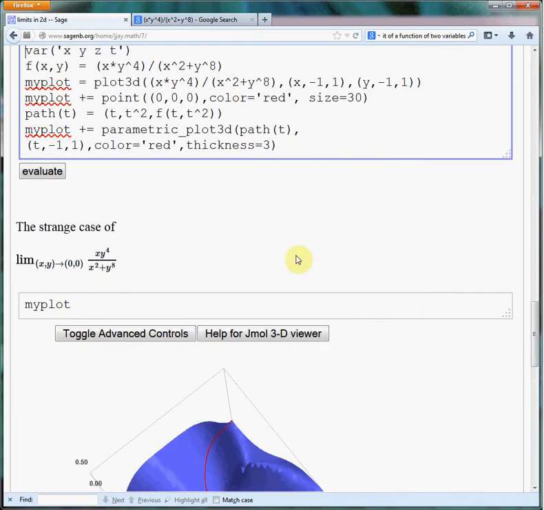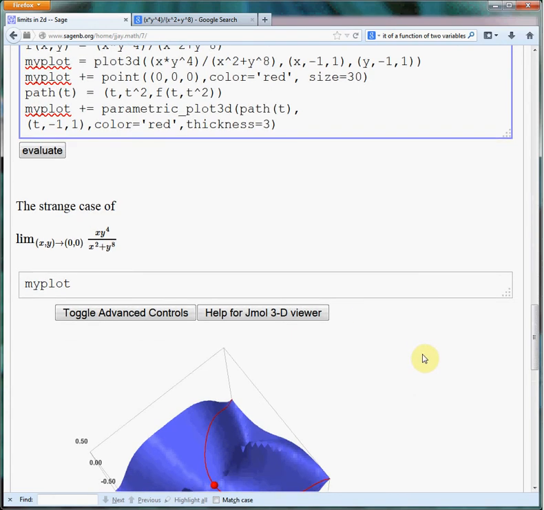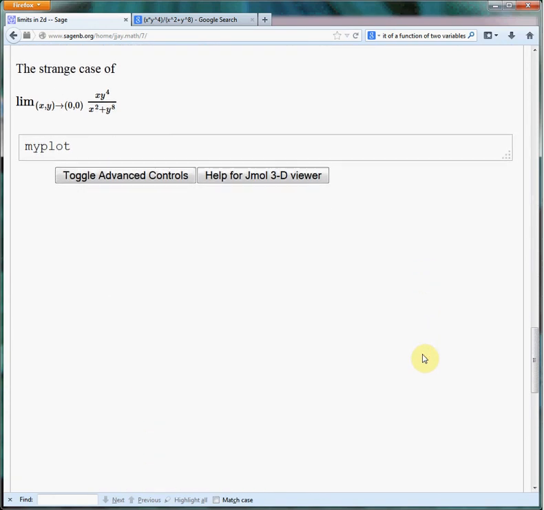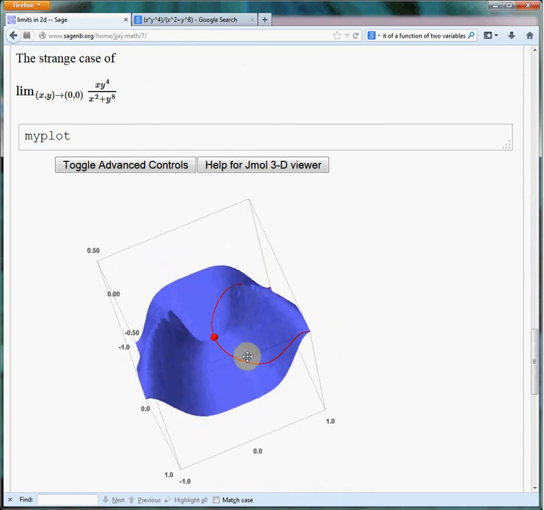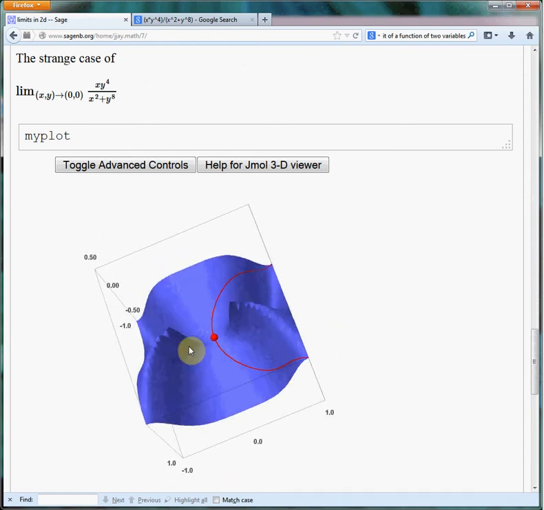Now let's look at this thing. It's caused me a lot of pain trying to figure out what's going on with this. So you have x times y to the 4th, and on the bottom you have x squared plus y to the 8th. One thing that makes this kind of hard is you try all the natural things, you try all the lines through the origin, and the limit is 0 for all the lines through the origin.